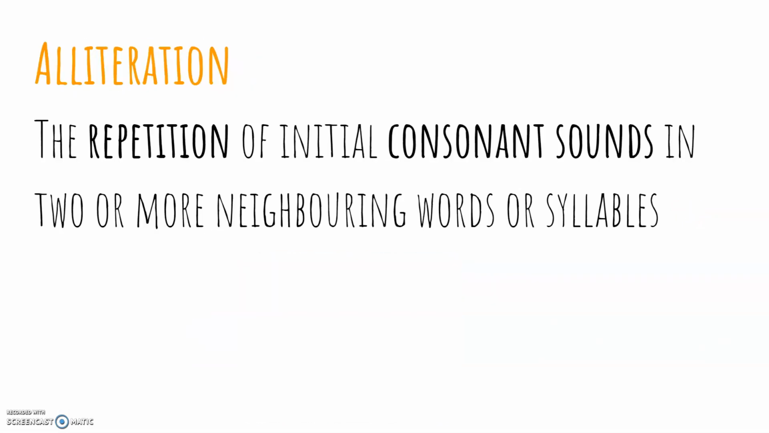Alliteration is the repetition of initial consonant sounds in 2 or more neighboring words or syllables. So repetition means to repeat or do it over and over again. Consonant sounds are the first letter sounds in a word. Initial means first. And consonants are letter sounds in 2 or more neighboring words or syllables.